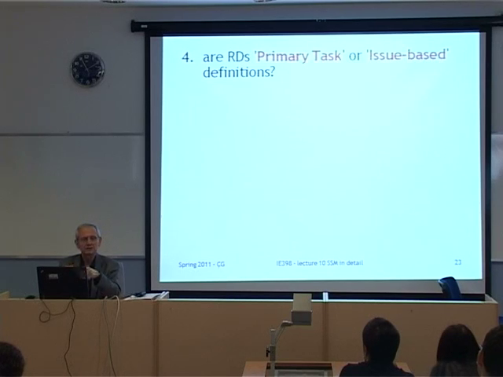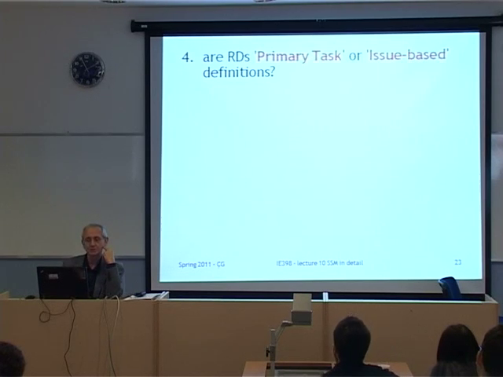So in number 4, we go back to the root definition and make a distinction between 2 types of root definitions. Root definitions can be either primary task or issue-based. Are root definitions primary task, or are they issue-based definitions?